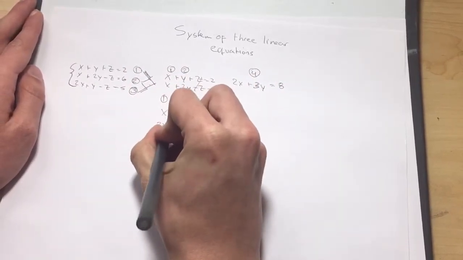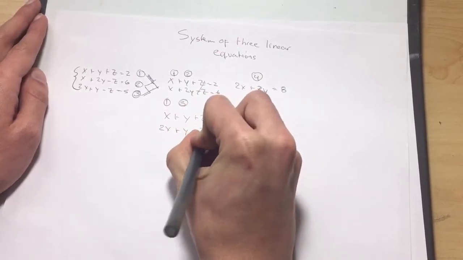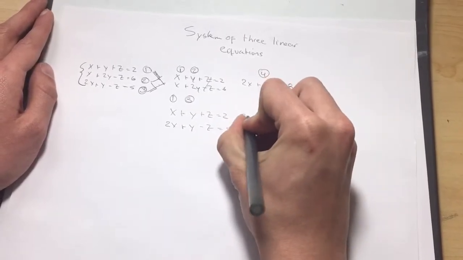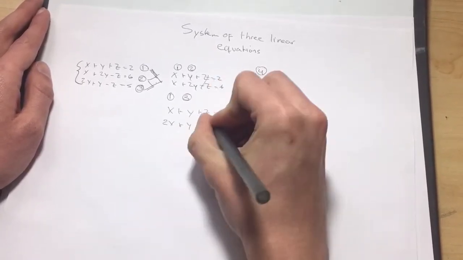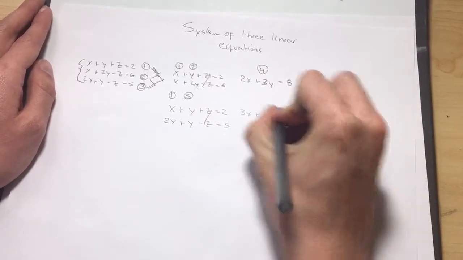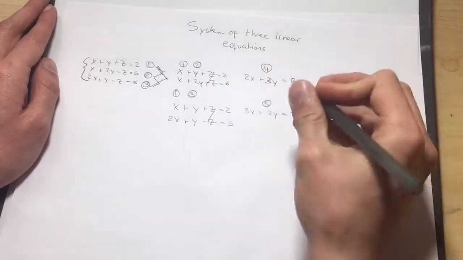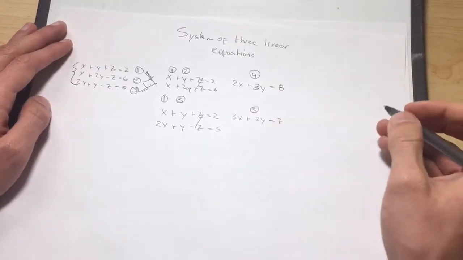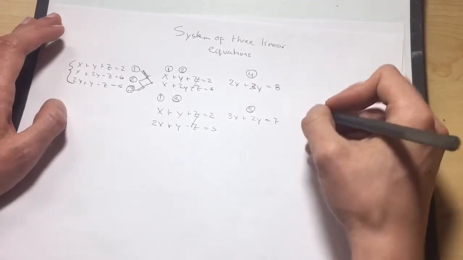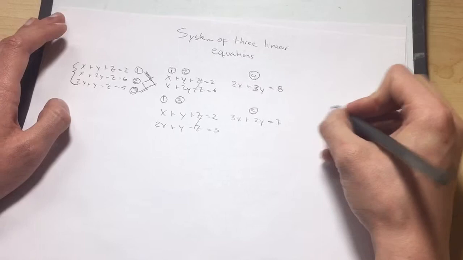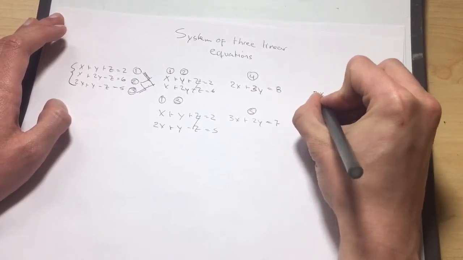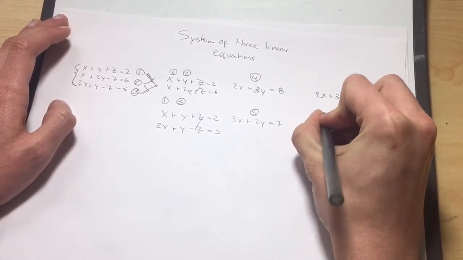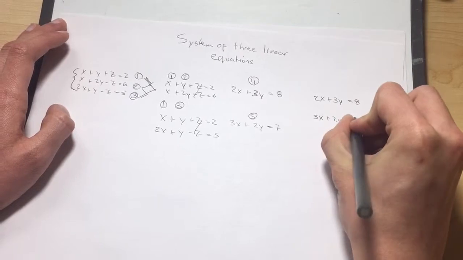Equation number 3 is 2x plus y minus z is equal to 5. So we add them up again, and we have 3x plus 2y, z cancels out, equal to 7. From here we have equation number 5. So from here we put these two equations together to create a system of 2 equations with 2 unknowns. That is something that we already know how to solve. So we have 2x plus 3y equal 8, and 3x plus 2y equals 7.